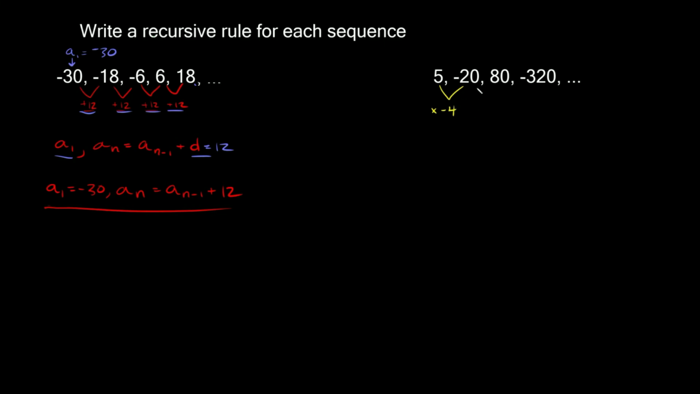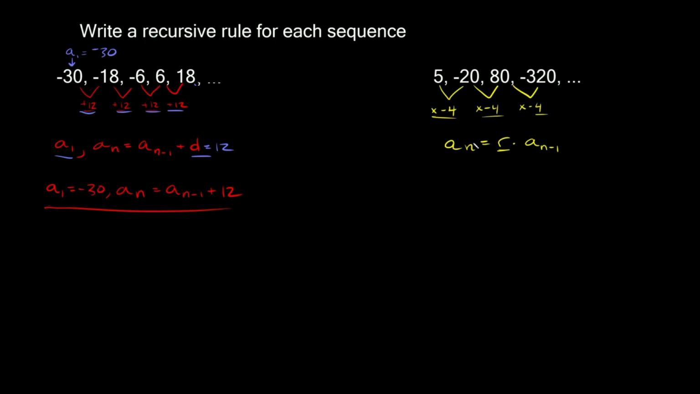Same thing over here. To get from negative 20 to 80, we multiply by negative 4. Same thing right there, just multiplying by negative 4. So the number that we keep multiplying by over and over again is negative 4. Remember the recursive formula for when you're multiplying is a sub n is equal to r times a sub n minus 1. Now r is just the number that you keep multiplying by over and over, so here r is equal to negative 4.